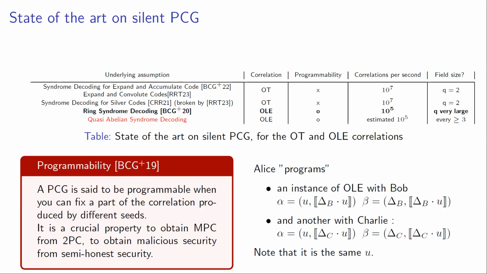This is very important because if you can create OLEs with this kind of shape, after that you can obtain multi-party computation from 2PC, and you can obtain malicious security from semi-honest security via some simple protocols.